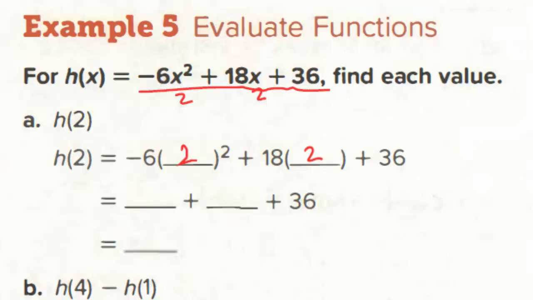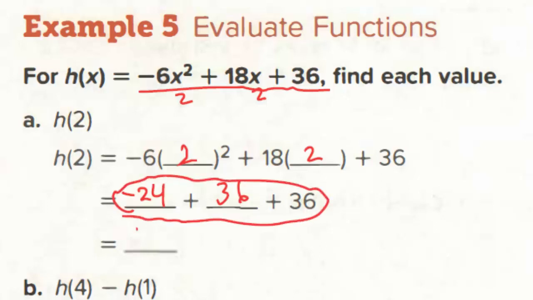Don't forget to do the power first. So this is going to be 2 times 2, which is 4, and then 4 times negative 6, which will give us negative 24. And then 18 times 2 would give us 36. And then our last step is to add all these together, and that should give us 48.